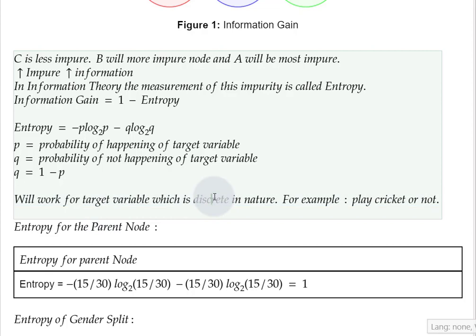Now there are decision trees where the target variable will be continuous in nature. We will see in future videos what other algorithms we can use for a target variable which is continuous in nature. And then after discussing that, we will go to random forest and other algorithms one by one. We'll take baby steps to understand that.